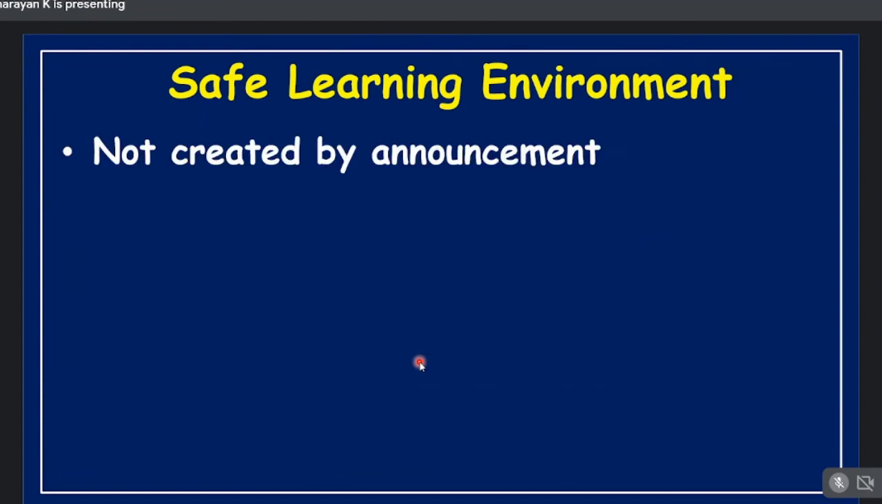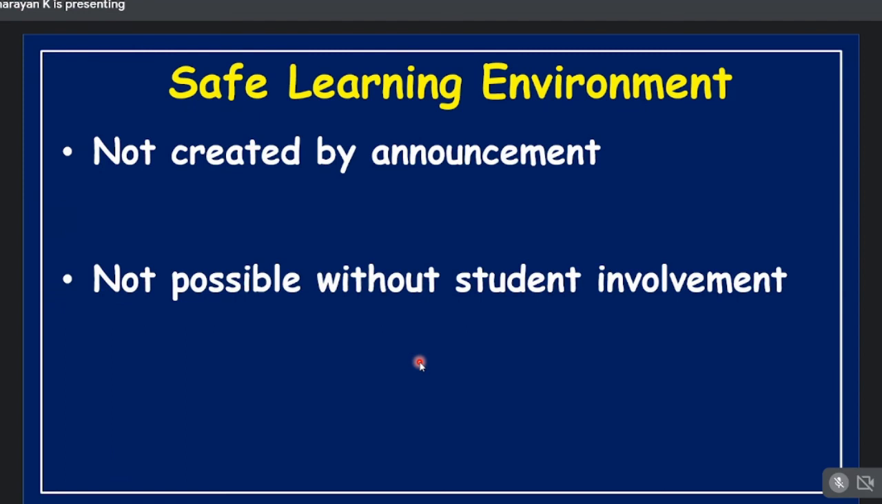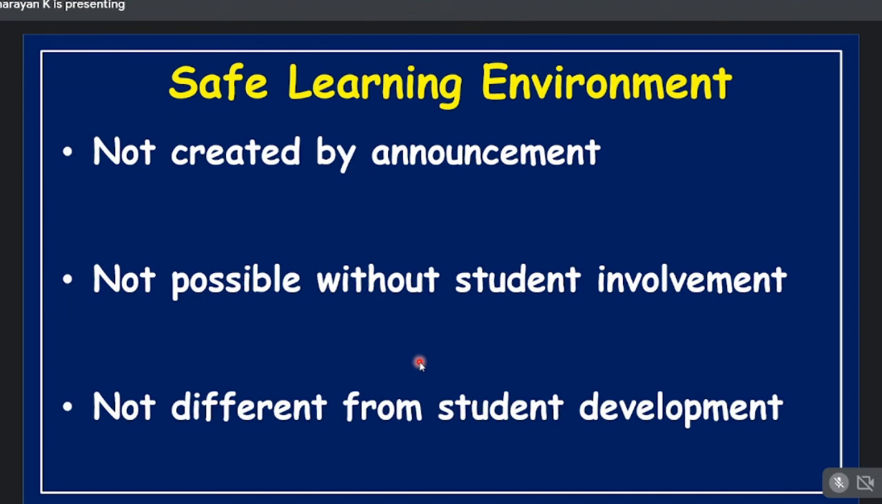Please remember, a safe learning environment is not just created by announcement. You can announce, we have a safe learning environment, nothing will happen. It is up to you, and it is your responsibility and your ability to create this. It is not possible without student involvement. It cannot be done single-handedly by the teacher. And please remember, when you create a safe learning environment, you are allowing student development. The student will also grow in that, and when he becomes an adult, he too will generate a type of learning environment that is suitable for the people around him to learn.